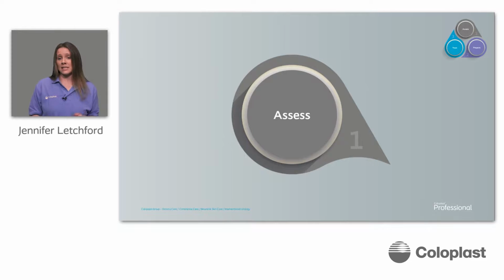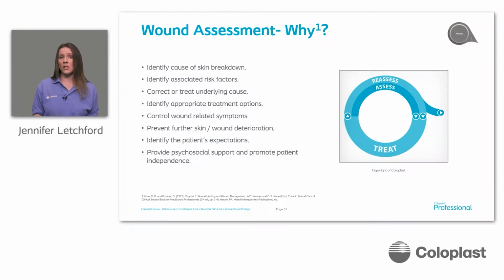So looking at assess in slightly more detail. Why do we assess a wound? Well, it helps us to identify a cause or breakdown of the skin. Why did that happen in the first place? And what can we do to try and prevent that from happening again, but also remove that reason in order to help this wound to heal? We look at any identified risk factors and try and correct any or treat any underlying causes. Identify appropriate treatments.